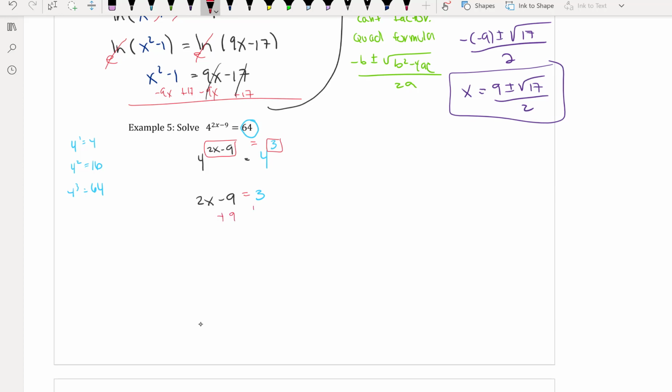So plus 9 on both sides. So now I have 2x is equal to 9 plus 3, which is my 12. From here, divide by 2, divide by 2. So I can get that x is equal to my positive 6. So 4 to the 2 times 6 minus 9 is equal to 64. Okay.